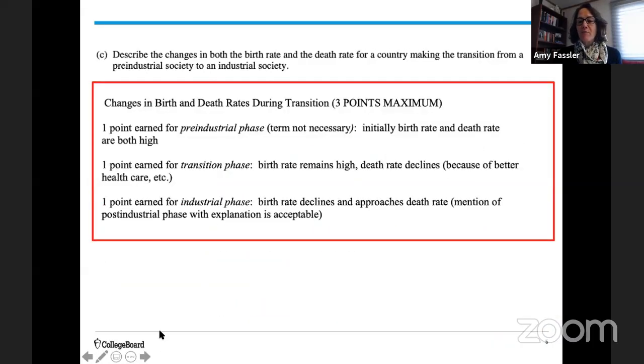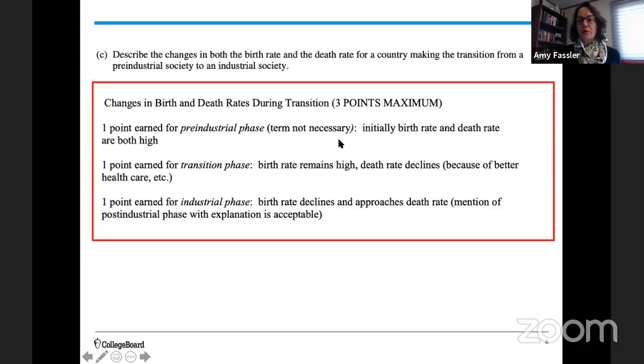We then had 3 points to really describe a process. I needed to describe the changes that a country goes through as it's going through that demographic transition model that you looked at yesterday. So you needed to make sure that you talked about the changes in birth rates and death rates. You couldn't just describe what was happening in each phase. Really look at that question, and I have to hone in on birth rates and death rates.